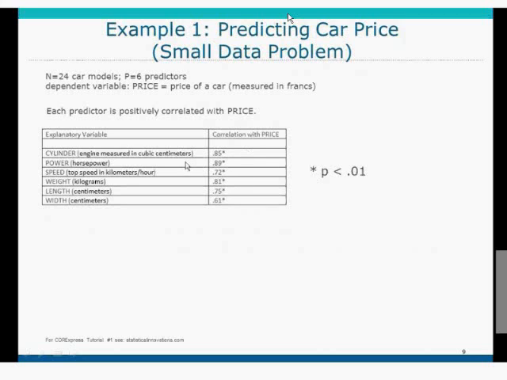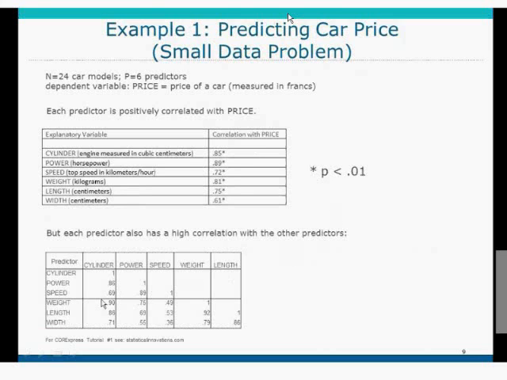And the 6 predictors are the cylinder, power, speed, weight, length, and width of the car. Now notice that each of these predictors is highly correlated with price, positively correlated. They're all significant. But each predictor is also highly correlated with the other predictors. Okay. So what happens?